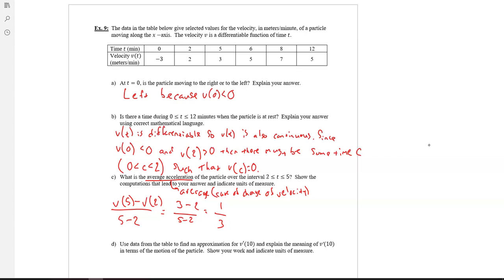So what would my units of measure be here, Adam? In the numerator, for example, what are my units of measure for the velocity in this problem? What do you say, Adam? Units of measure for the velocity.